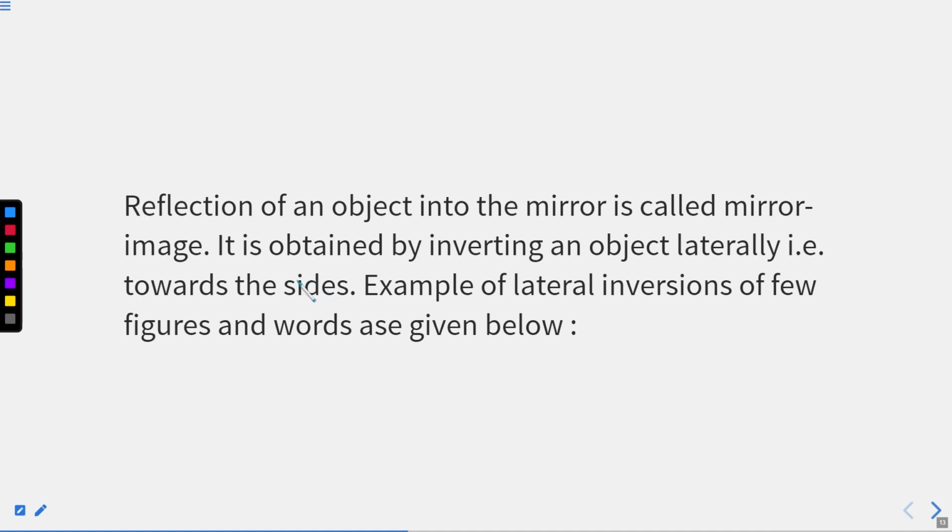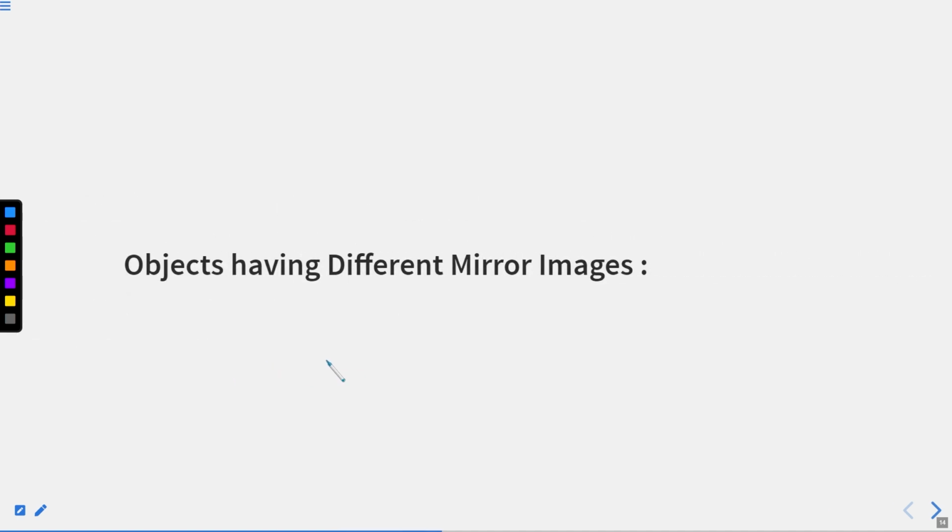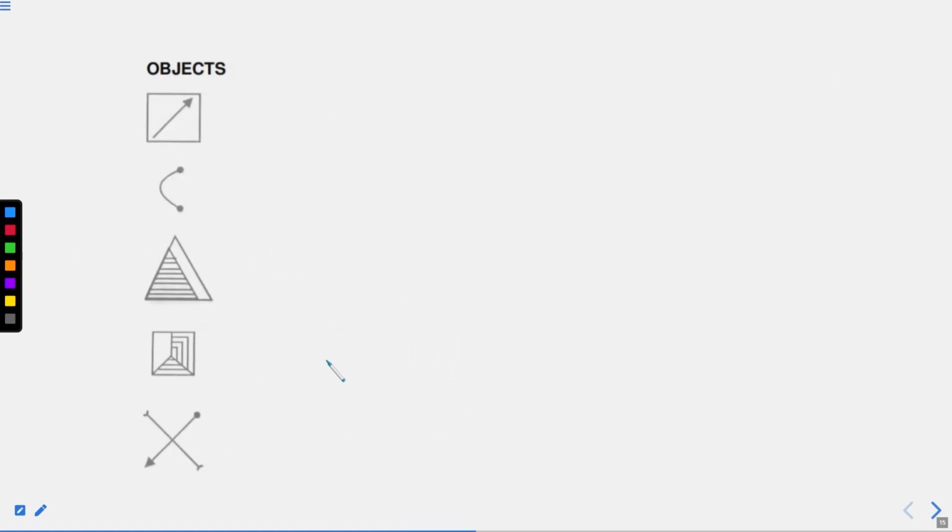So what is exactly happening in a mirror? Our image is inverting the object, how? Laterally, right? Towards the side. For example, the lateral inversion of a few figures and words is also given below. So now we are going to have some figures and we have to find their mirror images. Objects having different images are these. Let's take these 5 examples.